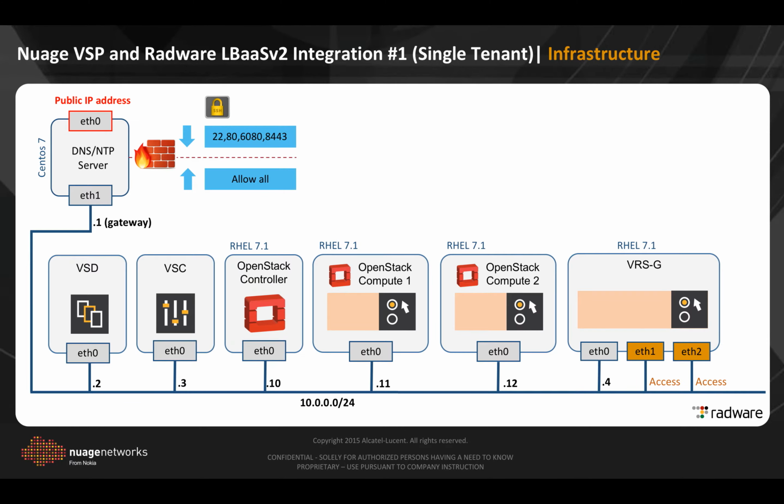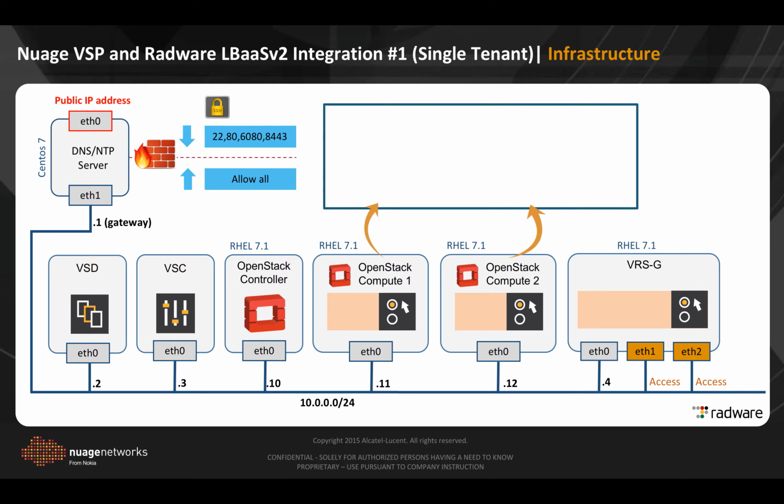The physical infrastructure consists of a series of nodes: OpenStack controller, 2 computes, Nuage nodes, VSD, VSC, VSG. In addition, each compute node has a Nuage virtual routing and switching module. The compute nodes are used to host the real servers and Radware VMs.